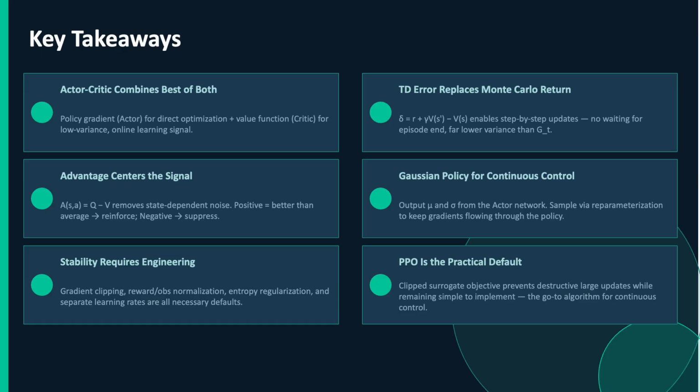So I'm not going to go through this because I have been discussing it. Actor-critic combines the best of both. Advantage centers the signal. Stability requires engineering. TD error replaces Monte Carlo return. Gaussian policy for continuous control. And PPO is the practical default.